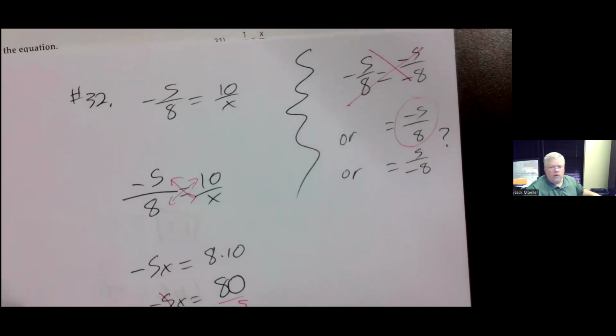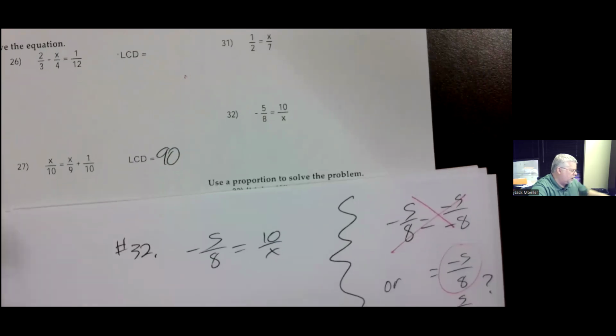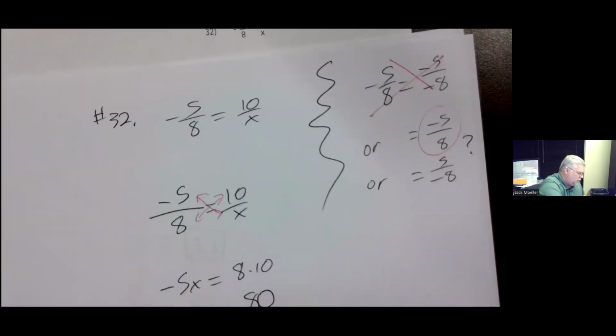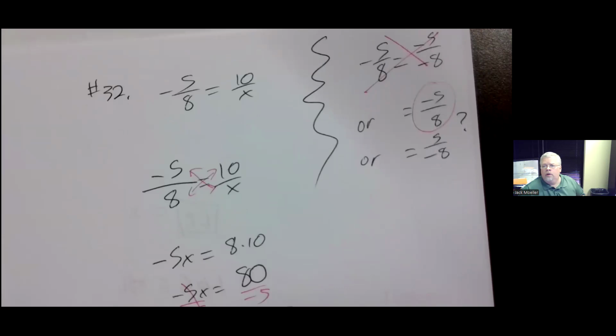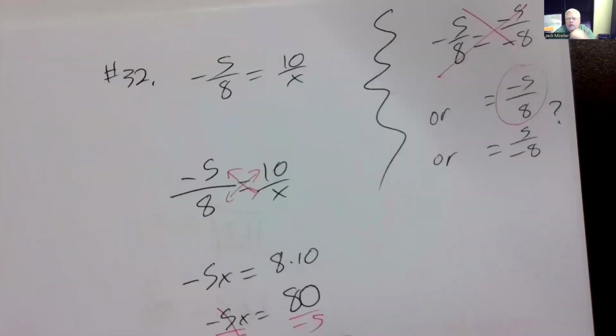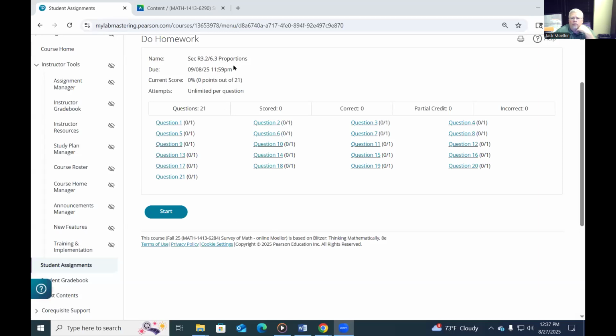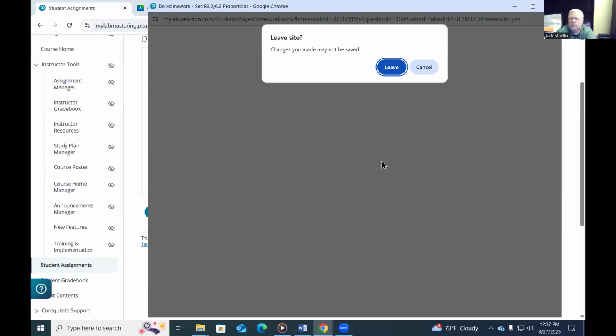Okay, so these are all kind of basic proportions. Looking at the handouts, I'm missing one. It's a little bit more involved. So let's go to the homework right after. So in Math Lab, for the proportions homework, I think it's number 16.